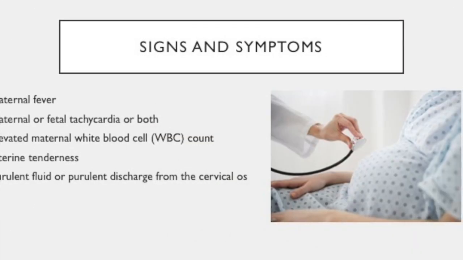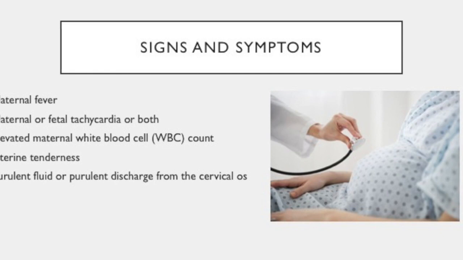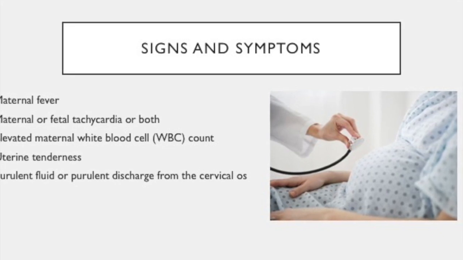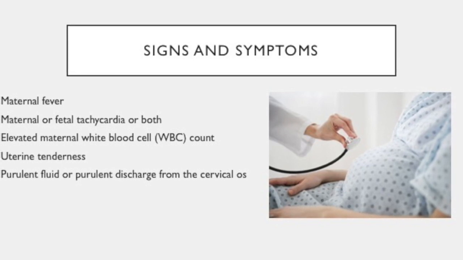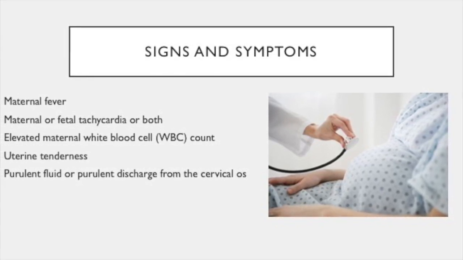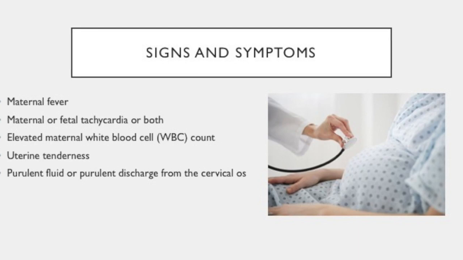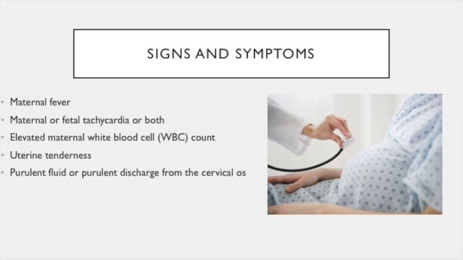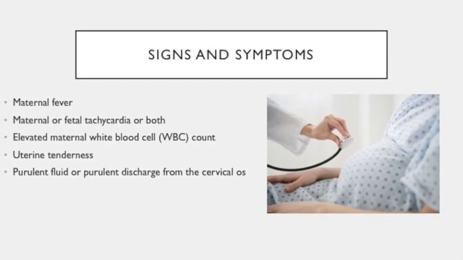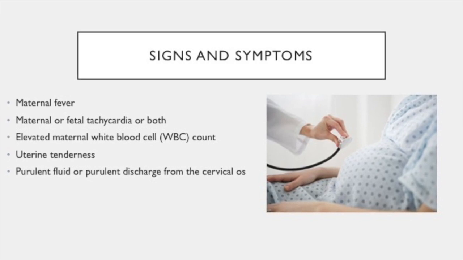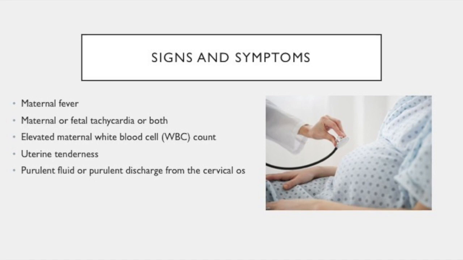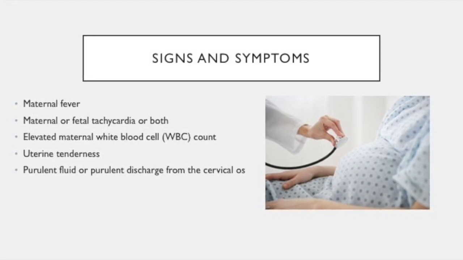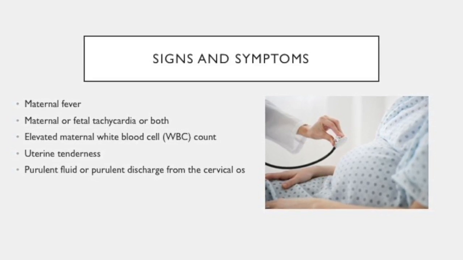Signs and symptoms. The most important symptom is maternal fever, which is anything above 100 degrees Fahrenheit, which is considered abnormal. Some fever is normal during labor, but any fever lasting longer than an hour should be evaluated and treated. Other symptoms include maternal or fetal tachycardia, elevated maternal white blood cell count, uterine tenderness, and purulent fluid or purulent discharge from the cervical os, which is the opening of the lower part of the cervix located between the uterus and the vagina.